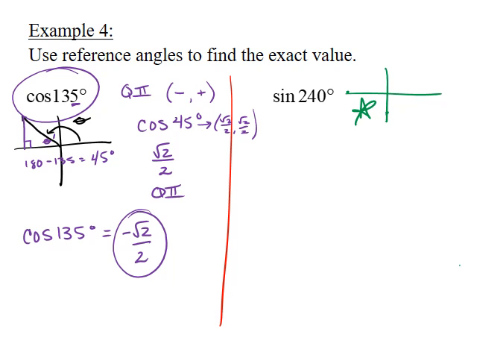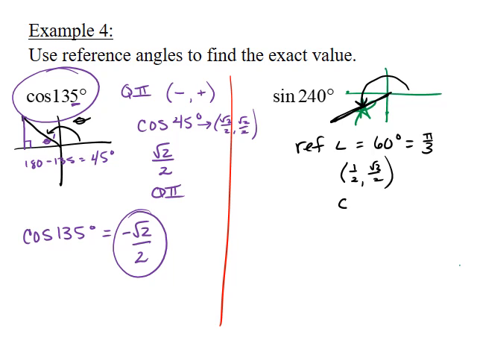So I need to figure out how much I went beyond 180 degrees to get to 240. Well, that's 60 degrees. So my reference angle is 60 degrees, which is also the same thing as pi over 3. Once I know my reference angle, write down the corresponding ordered pair. 60 degrees has the corresponding ordered pair 1/2, root 3 over 2.